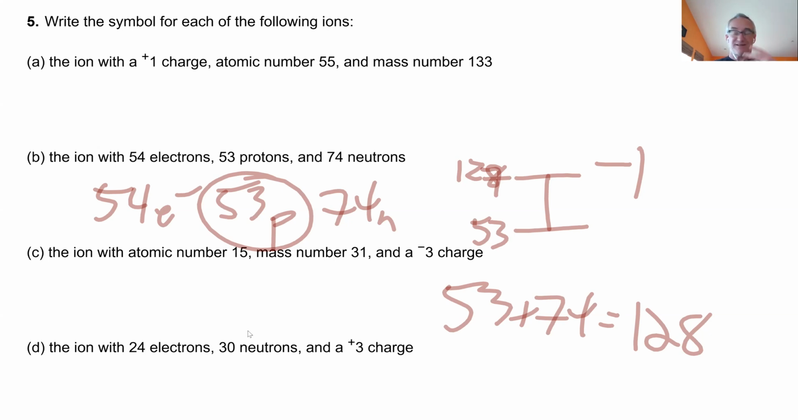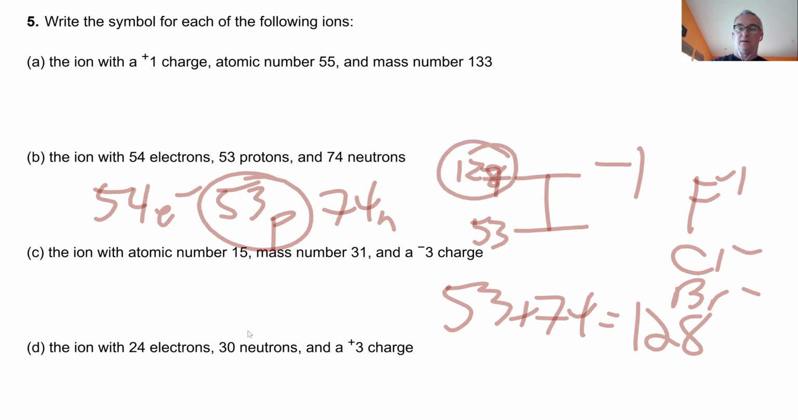So iodine, like all the other halogens, so fluorine, chlorine, bromine, they all have the same charge because they're all in the same group. So iodine will always be -1. So we have the mass here, the number there, and the charge up here.